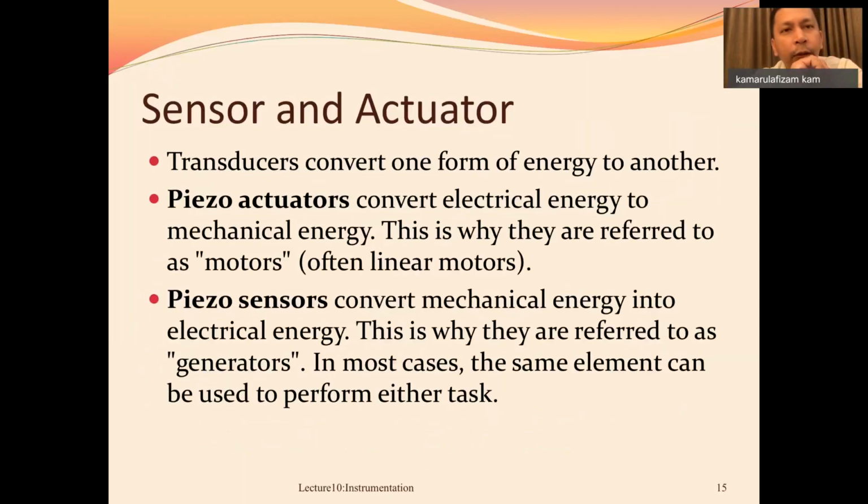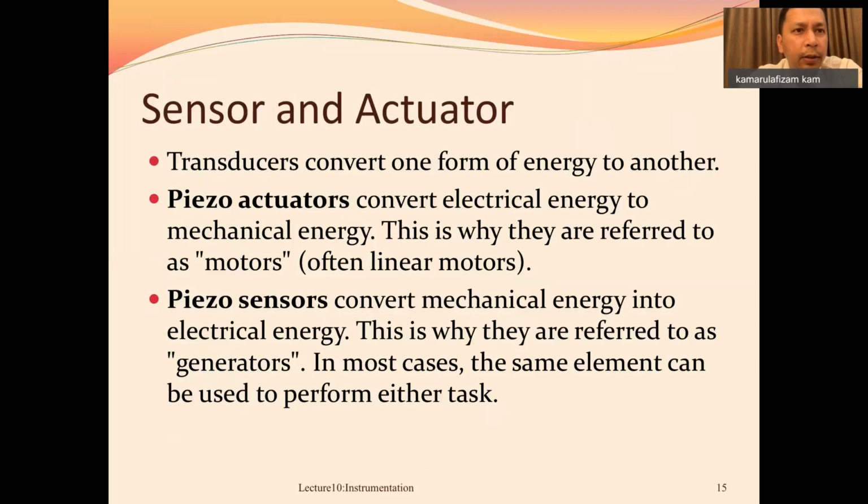So sensor and actuator. Piezo material is basically one of the materials that can become a sensor and actuator at the same time. You can recall some materials can be used just as a sensor, and some different materials can be used as a transducer, as an actuator, but not both sensor and actuator at the same time. It's different for piezoelectric material. They can become sensor and they can become actuator at the same time.